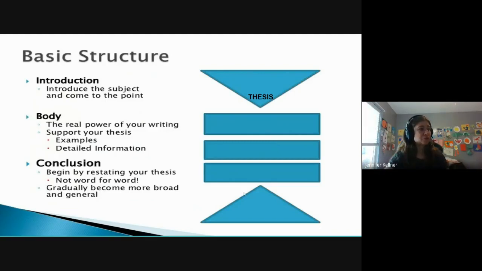And then the conclusion, you're going to start by restating your thesis. And you can just use a couple of more kind of finalizing words, like as you can see, or as I just mentioned, or as discussed, or as you can plainly see, or some kind of a concluding sentence will kind of help you make it sound like you're rewording it without completely recreating the wheel. Okay.